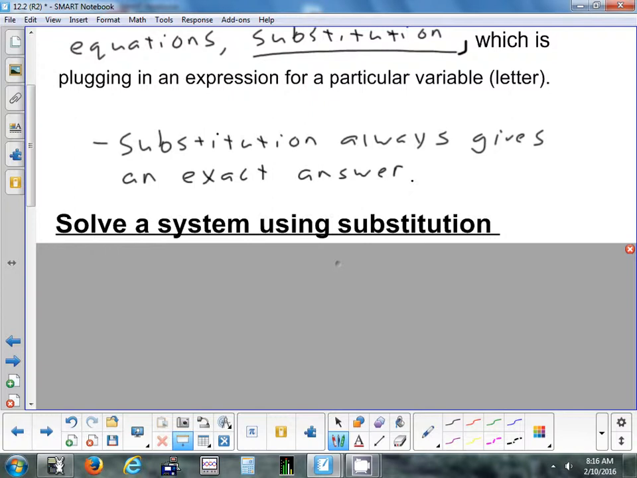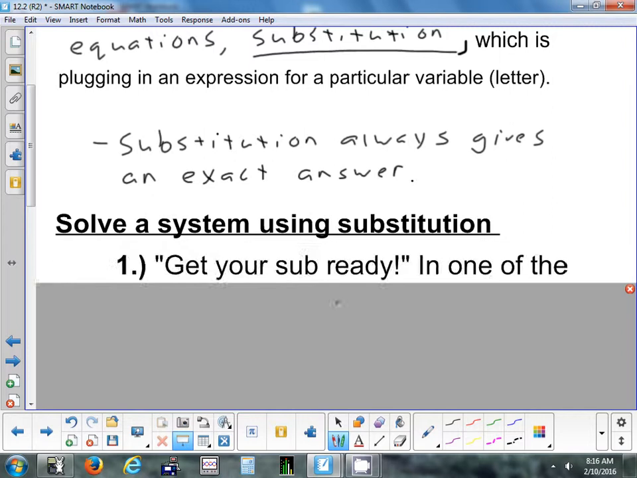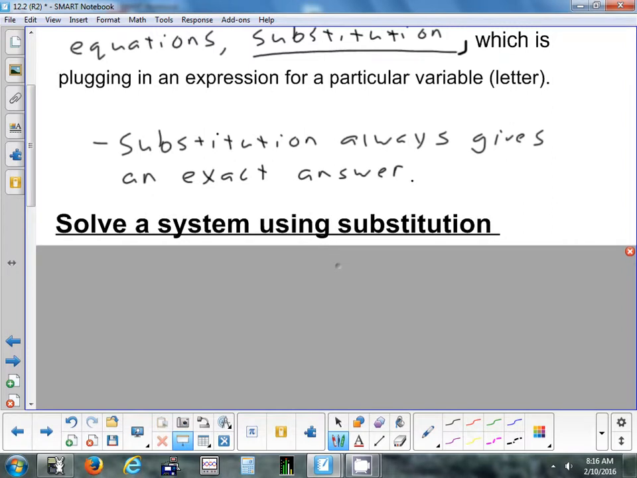How many people play sports or have played sports? The word substitution kind of comes into play when you play sports, right? How come? Because it's changing something. Yeah, you change. That's what we're going to do today.